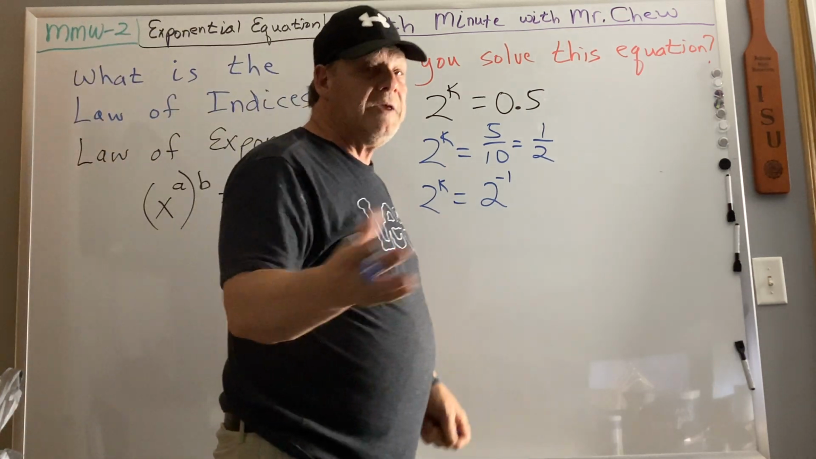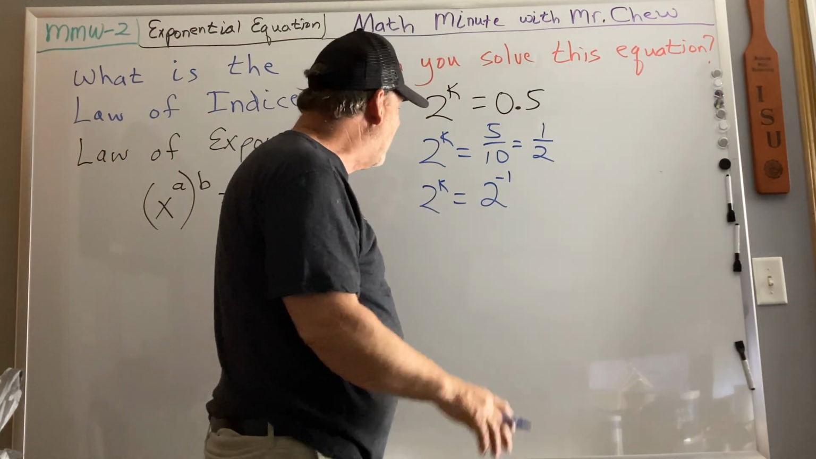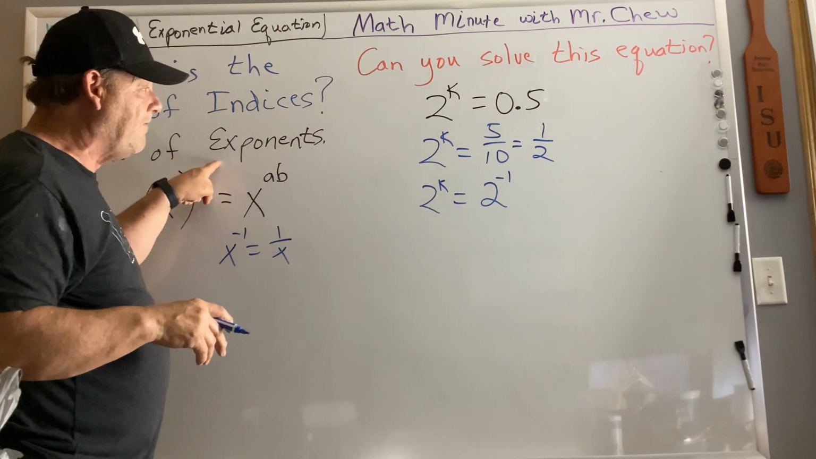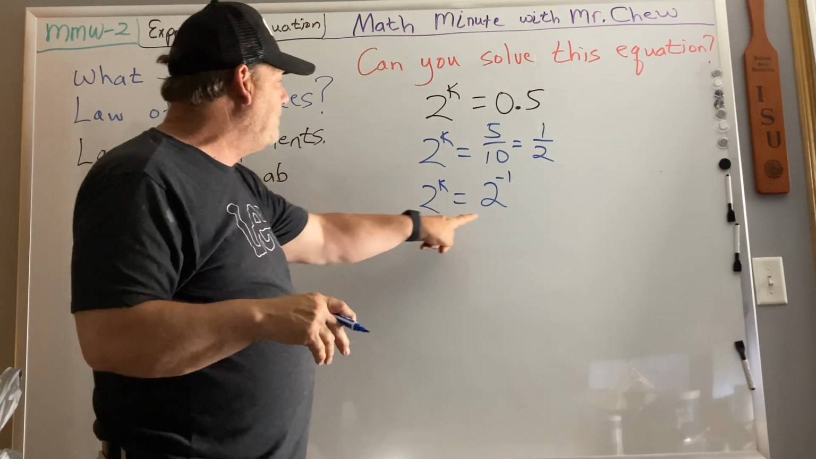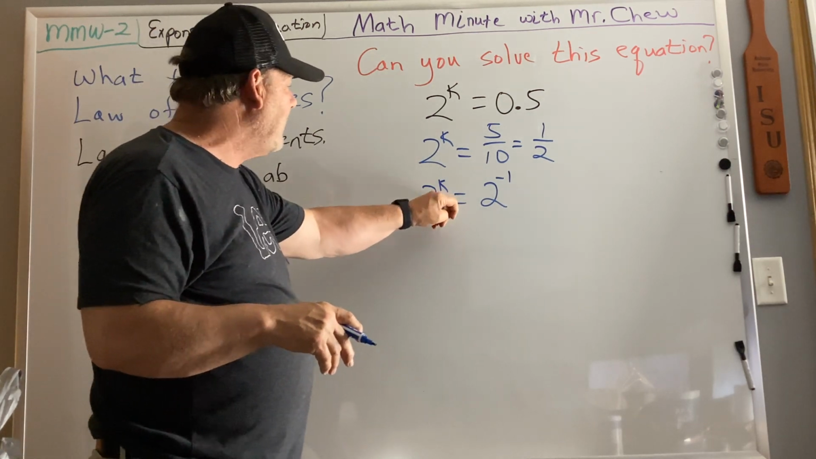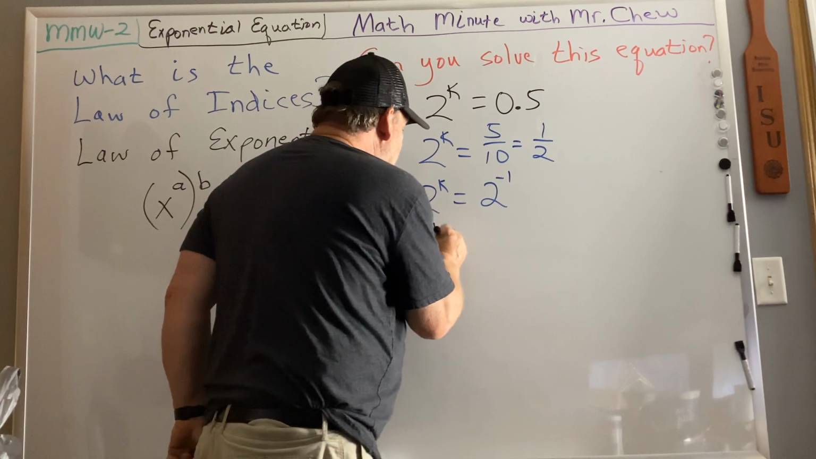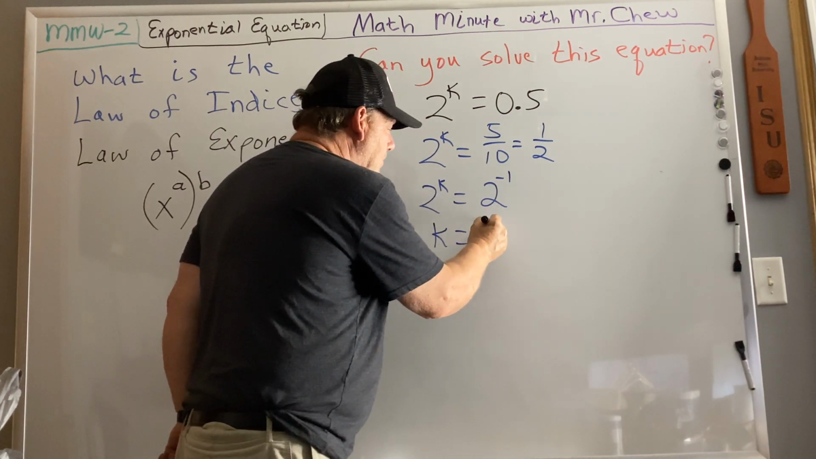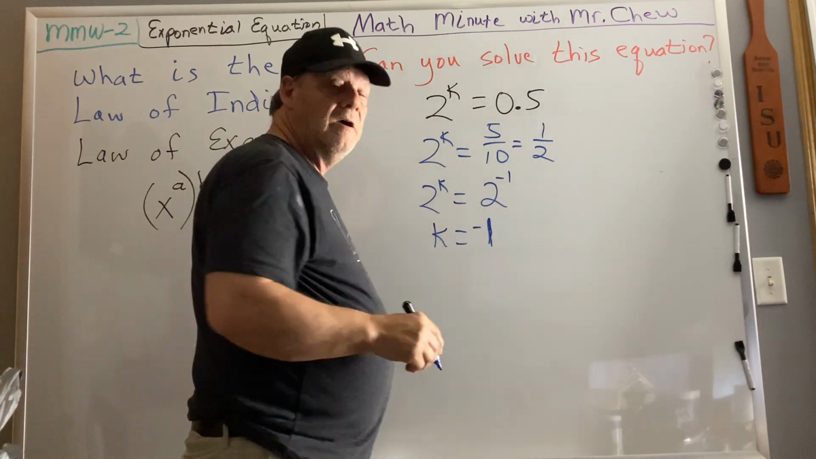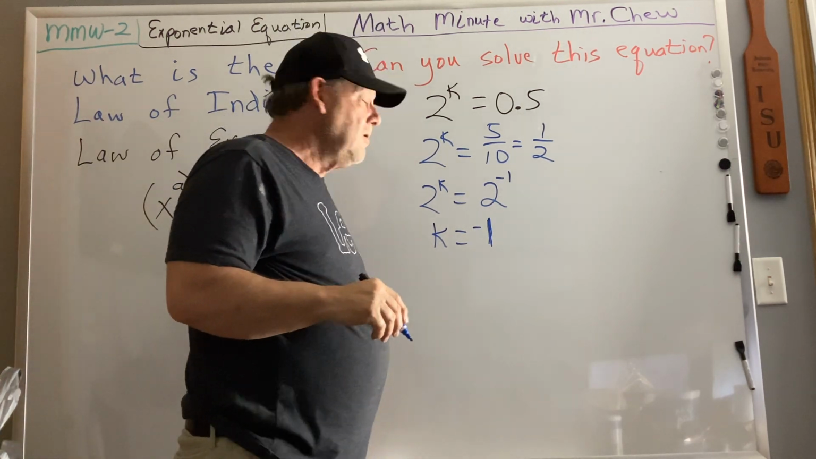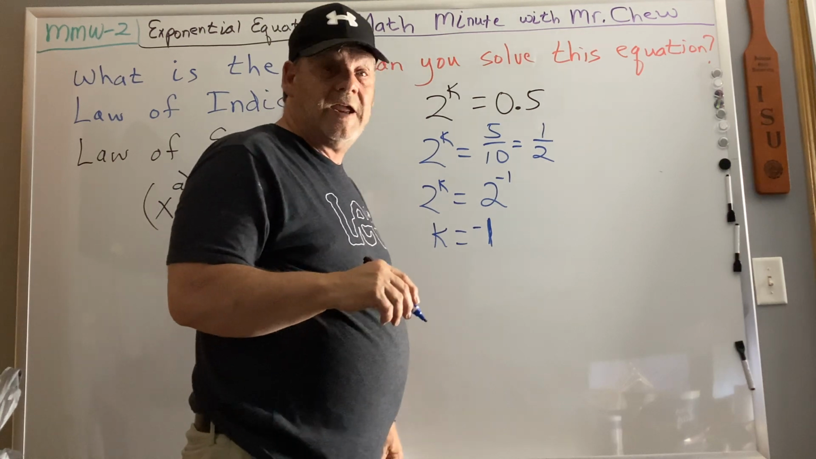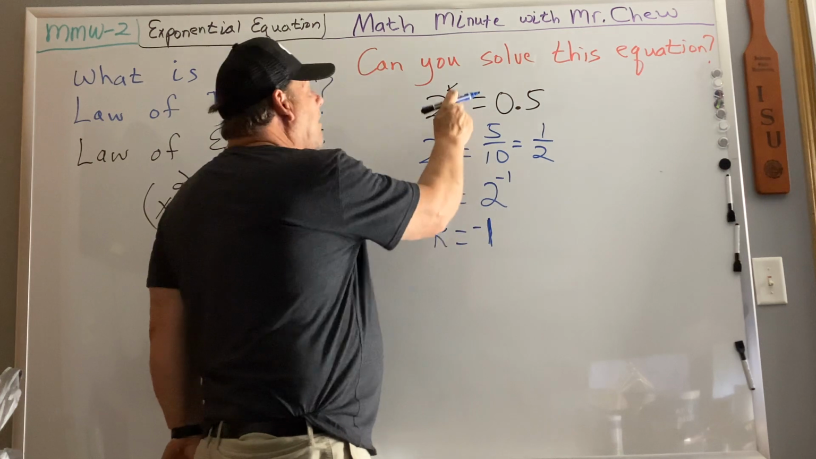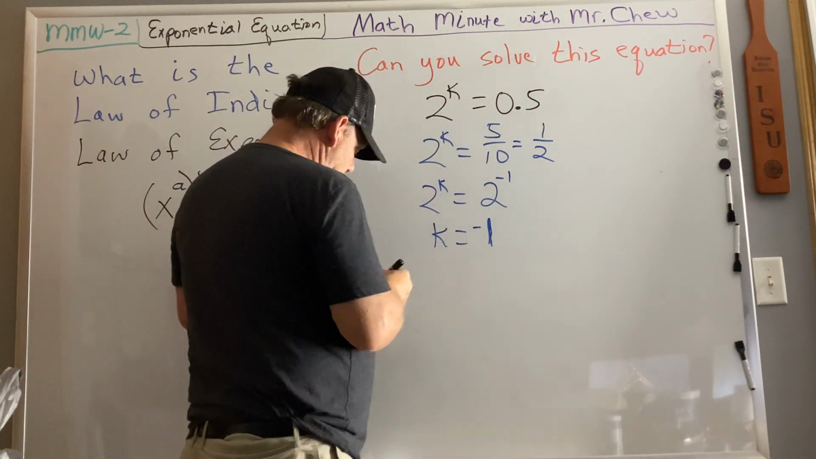This is a topic that should have been talked about in your algebra class. Anytime, using the law of indices, the law of exponents, that I have the base the same, then I can say k equals negative 1, because of the property of equality.